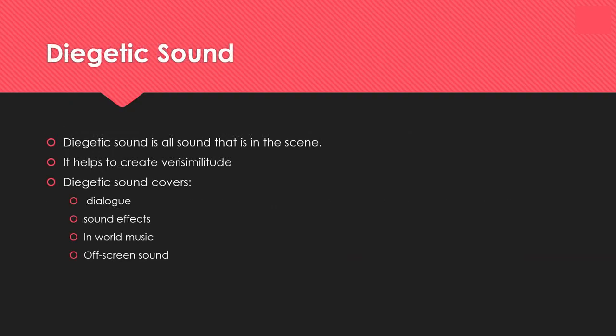Another method that you could use for a mise-en-scène element to try and make something believable is to use sound. Diegetic sound is all sound that is in the scene, in other words, what is actually currently in that scene. So it's not something that you've added in afterwards, it's what was originally there when you pressed record and had a microphone. Usually this will be the dialogue, any sound effects that are occurring during the scene, any in-world music, for example if the radio was playing during the scene, and any off-screen sound, so anything that's going on in the background of that scene.